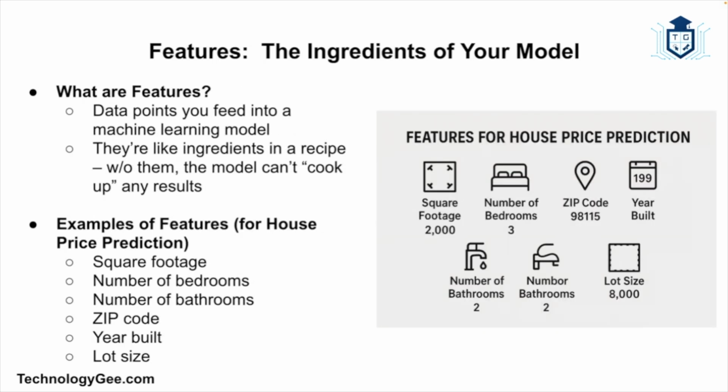All right, so first up, let's talk about features. Now, you could think of features as the information you give to the machine learning model to help it make a decision. It's like the ingredients in a recipe. Without them, the model can't cook up any results.